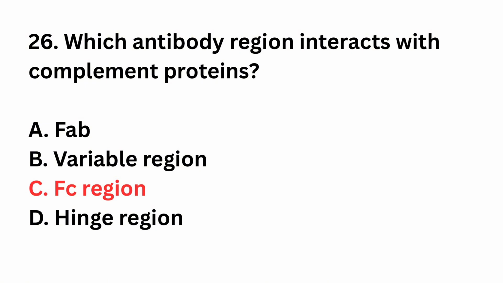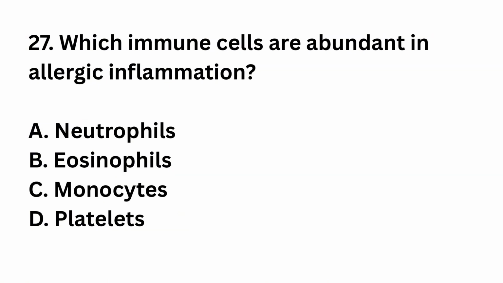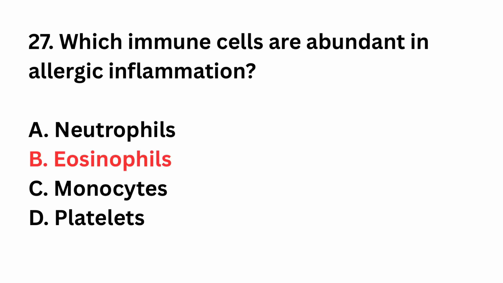It mediates effector functions. Question number 27. Which immune cells are abundant in allergic inflammation? Neutrophils, eosinophils, monocytes, platelets. The right answer is option B, eosinophils. Eosinophils release toxic granules. They are prominent in allergy and parasitic infections.